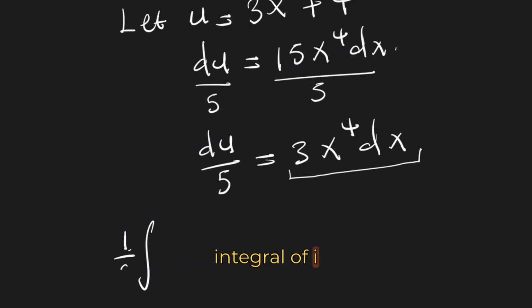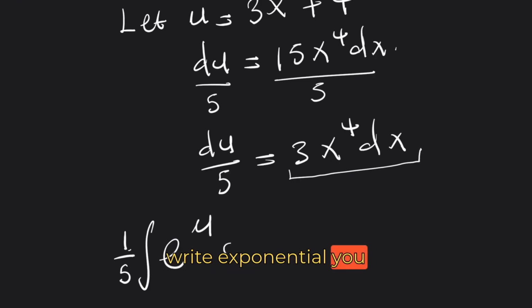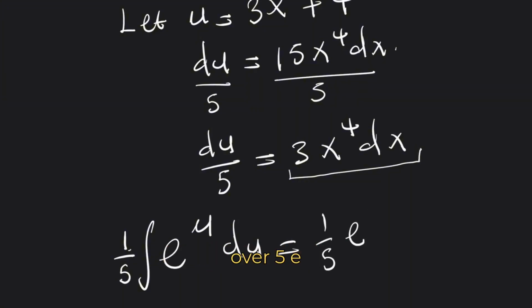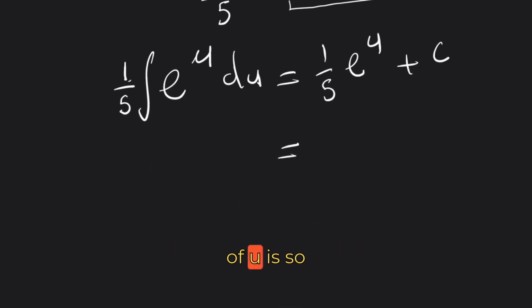the integral of, I write 1 over 5 outside, then for the exponent, I write exponential u with respect to u. And from the integral table, this is just 1 over 5 e to the power u plus c. Okay, but we know what the value of u is.